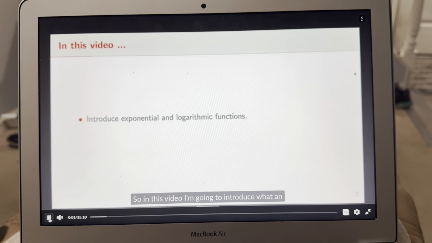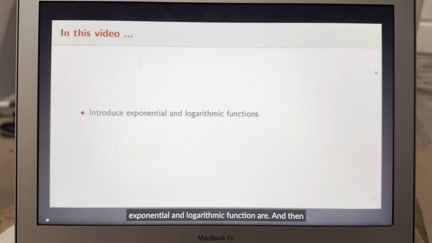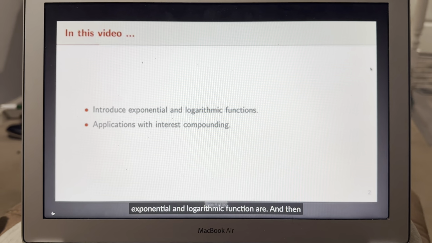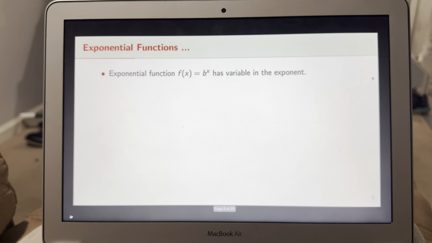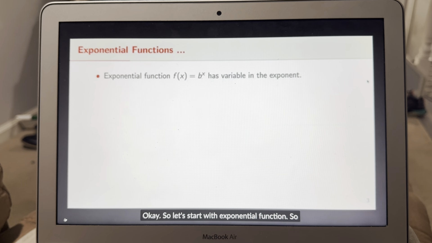So in this video, I'm going to introduce what an exponential and a logarithmic function are, and then we're going to have some applications with interest compounding. Okay, so let's start with exponential functions.